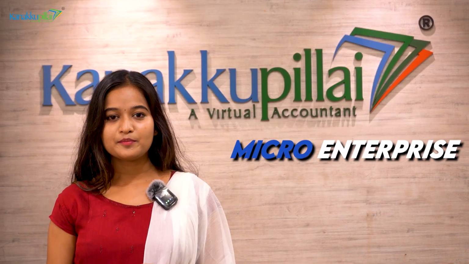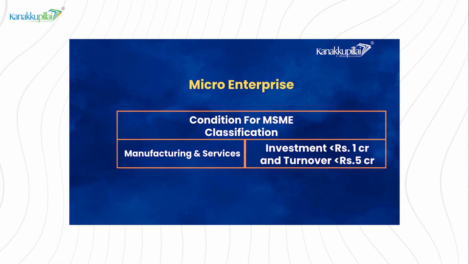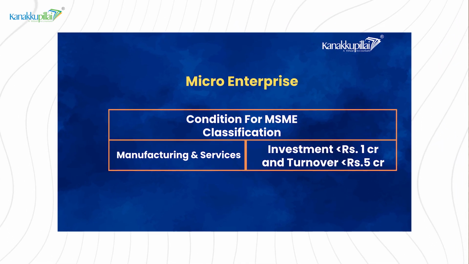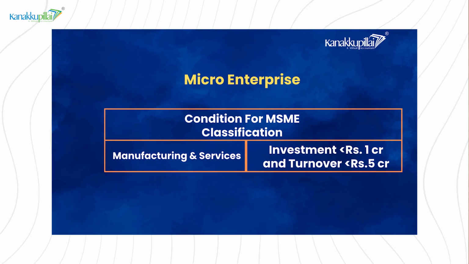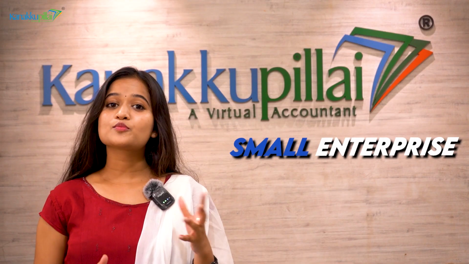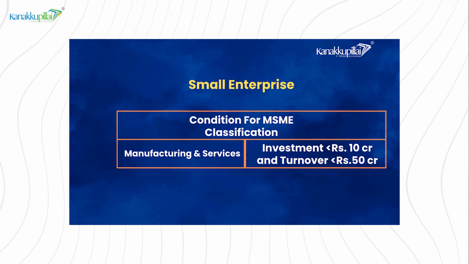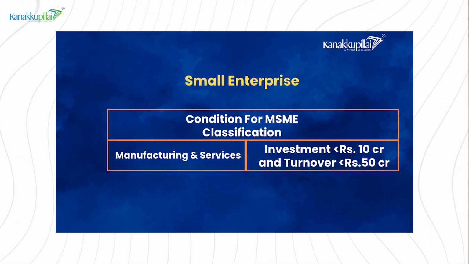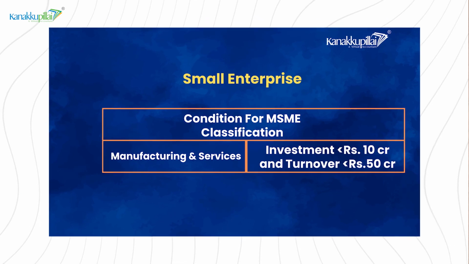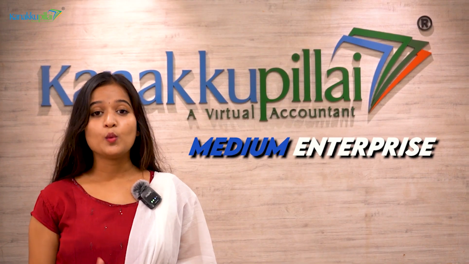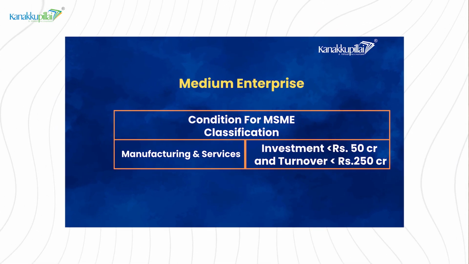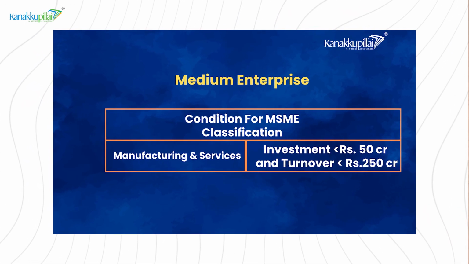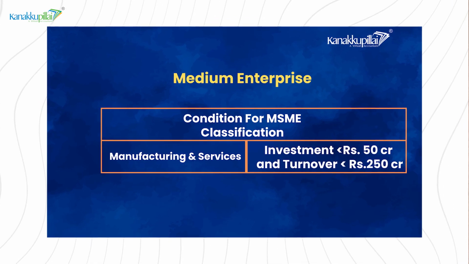A micro enterprise is one where the investment in plant and machinery and equipment does not exceed 1 crore rupees and the turnover does not exceed 5 crore rupees. A small enterprise is one where the investment in plant and machinery and equipment does not exceed 10 crore rupees and the turnover does not exceed 50 crore rupees. A medium enterprise is one where the investment in plant and machinery or equipment does not exceed 50 crore rupees and turnover does not exceed 250 crore rupees.